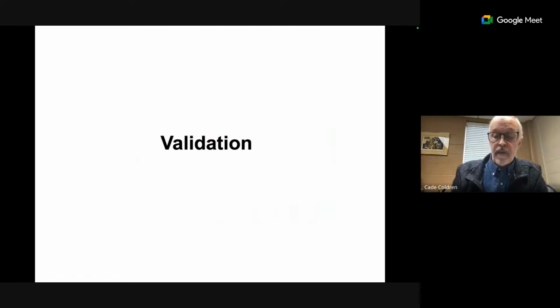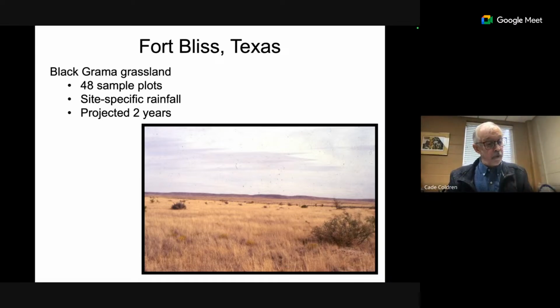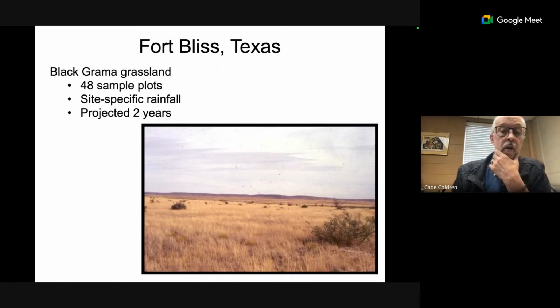So a little bit on the validation studies that we've conducted to give you an idea of how well the model actually handles. So there's that, once again, that black grama grassland at Fort Bliss. We set up 48 sample plots, had site-specific rainfall. We sampled at the beginning of year 1 and again at the end of year 2. We used that first sample as our initial conditions. We projected blindly for 2 years and then compared the model outputs with the sample data.